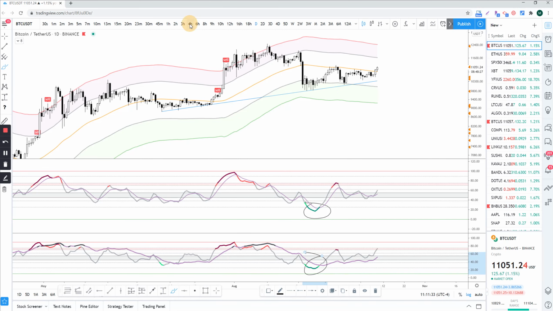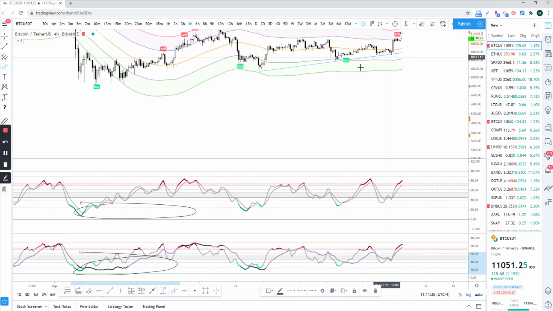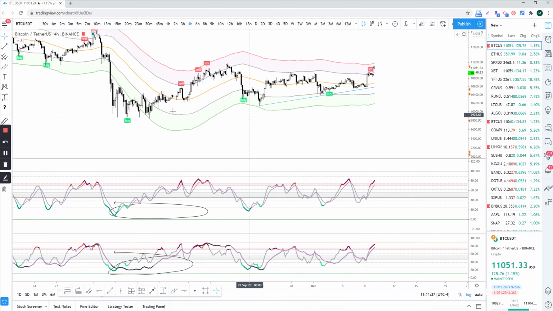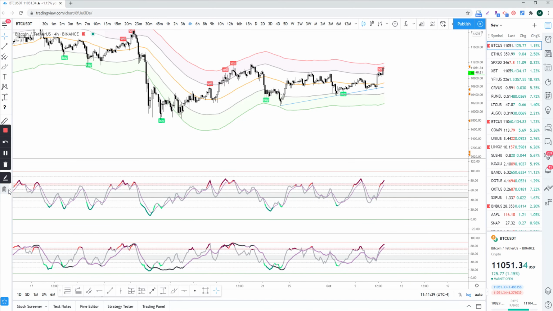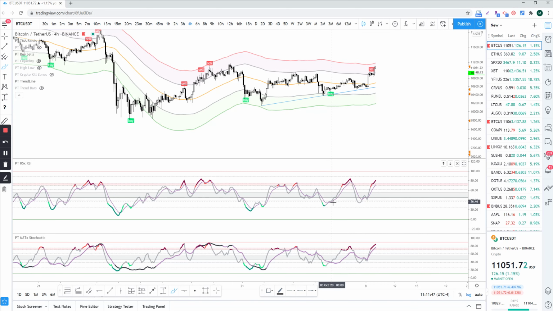So just looking at the oscillators as a whole, you have the RSX, which is a modified version of the RSI with an algorithm that's put in place to call exhaustions. The exhaustion color is dark green, and on the flip side, it's dark red, which potentially could tell you that we are at the top or we are at the bottom.